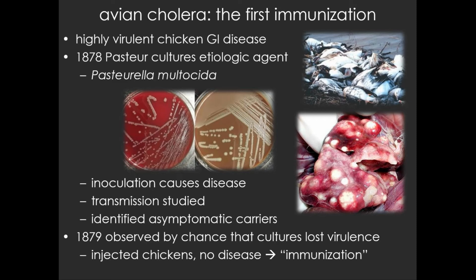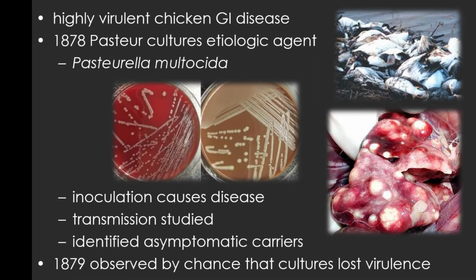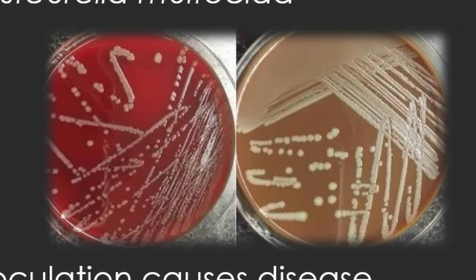And we have Louis Pasteur and an accident in his lab to thank for the first immunization, which actually was against avian cholera. So avian cholera is a highly virulent chicken disease, and Pasteur was studying it, and he was studying the etiologic agent Pasteurella multocida, which is pictured here on blood agar and chocolate agar.